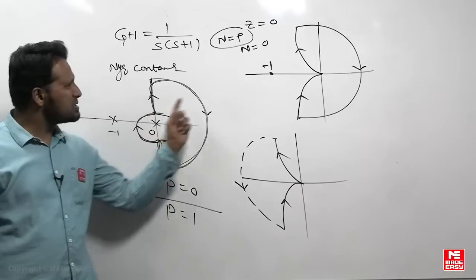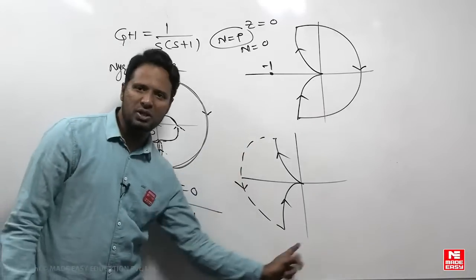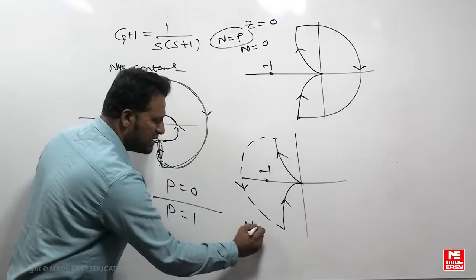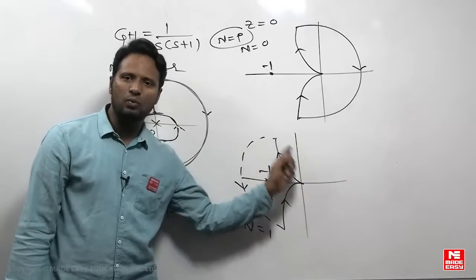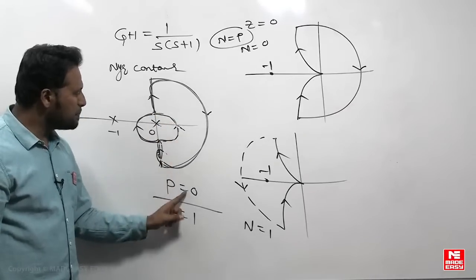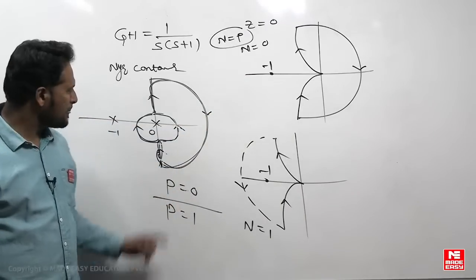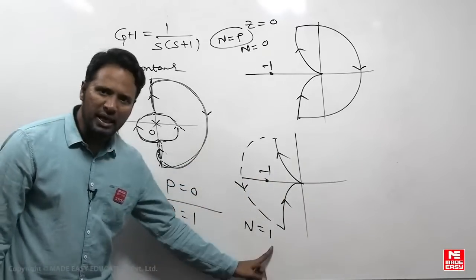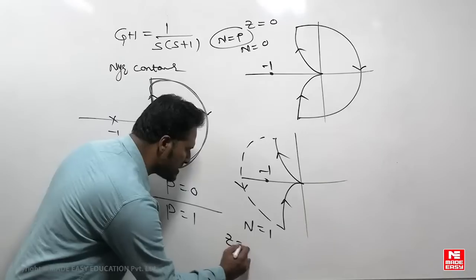If the bypass is this, then I draw this for that. If the bypass is this, then I will also change it. Now minus 1 is here. Tell me, what is N? N is 1. The Nyquist plot encircles minus 1 once in anti-clockwise direction. So for this bypass, P is 0, N is 0, N is equal to P, stable. For this bypass, this is the Nyquist plot. P is equal to 1, N is equal to 1, N is equal to P. Stable. Still Z is equal to 0 because N is equal to P.